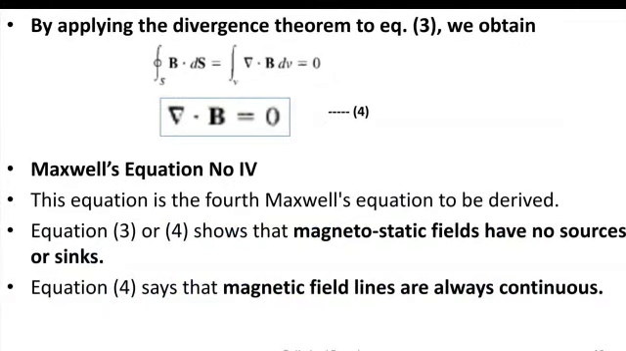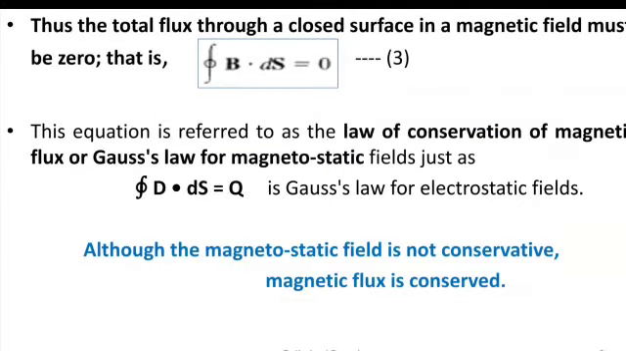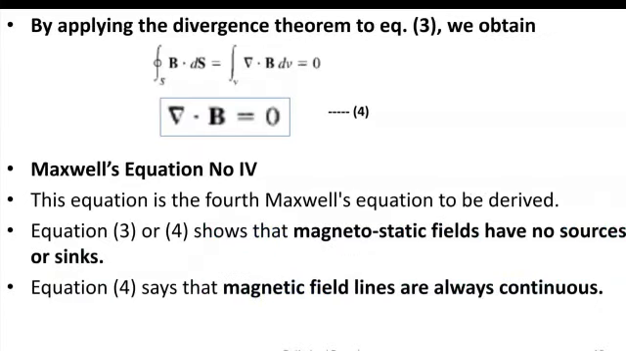Now, by applying divergence theorem to this third equation, closed integral B dot ds is equal to 0. So, closed integral over S of B dot ds is equal to integral over V of del dot B dv is equal to 0. So, from this we can conclude del dot B is equal to 0. This is another Maxwell's equation. Del dot B is equal to 0.